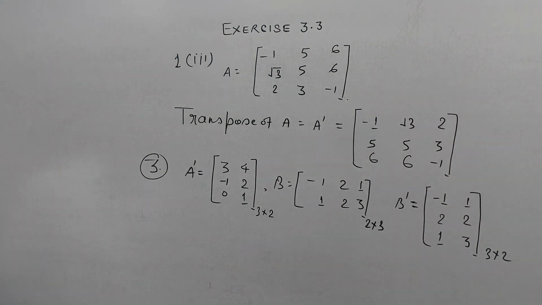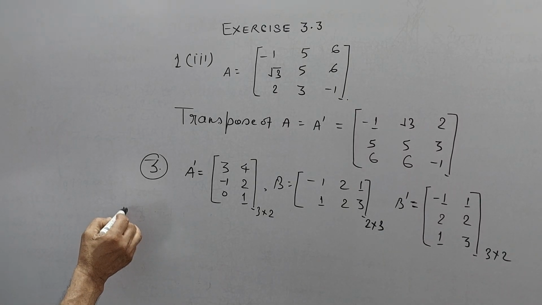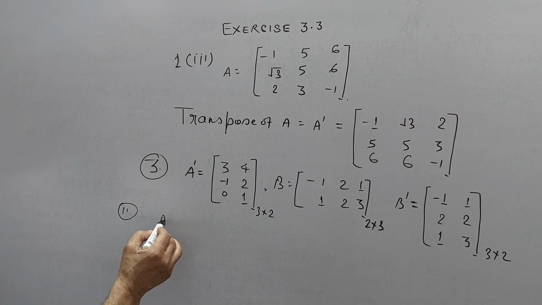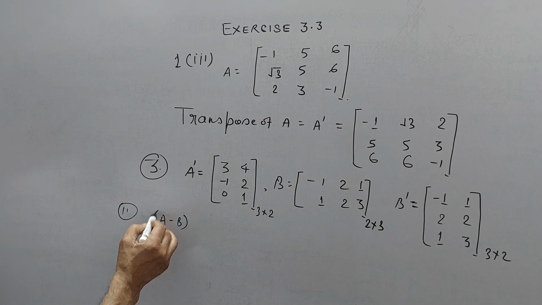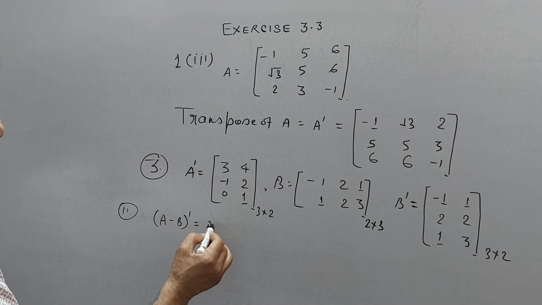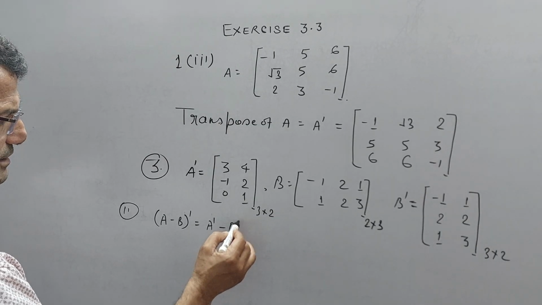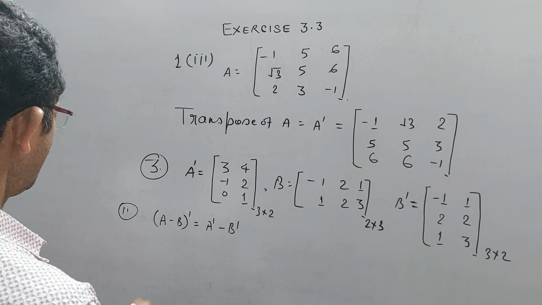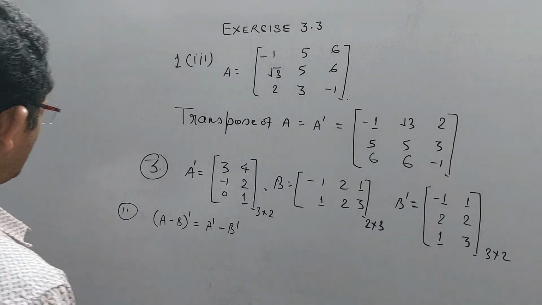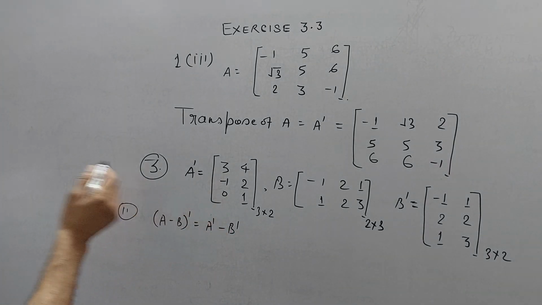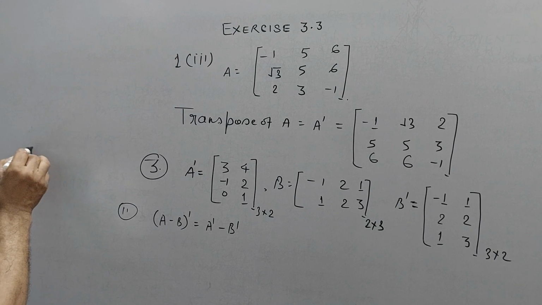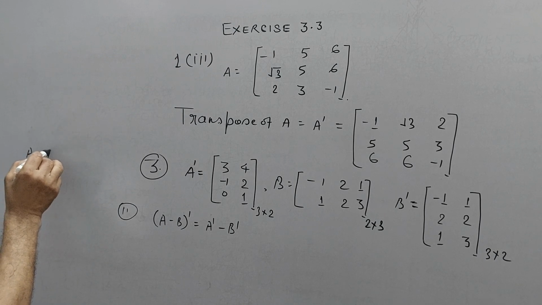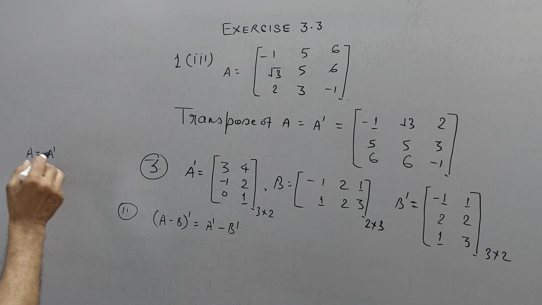Now we do the second part. In the second part we have to prove that the transpose of A minus B is equal to the transpose of A minus the transpose of B. We already have A transpose and B transpose. We need only A. If I do the transpose again, the double transpose gives you the original matrix.